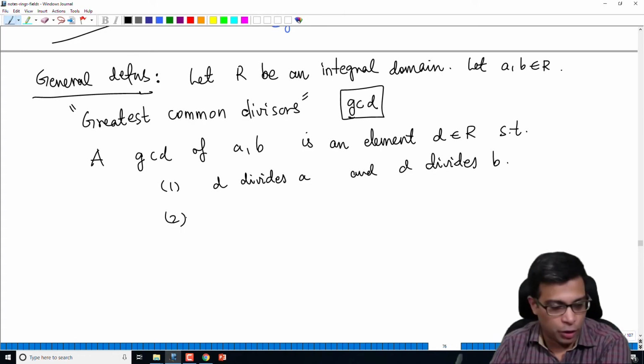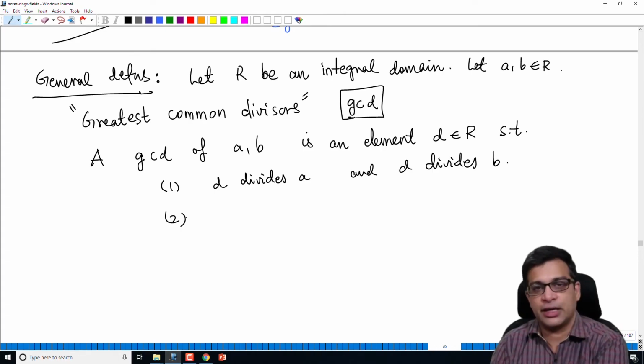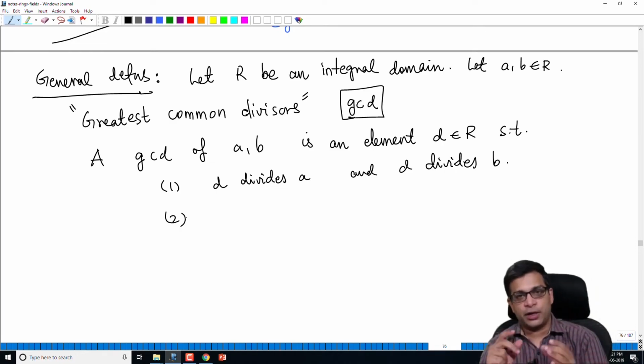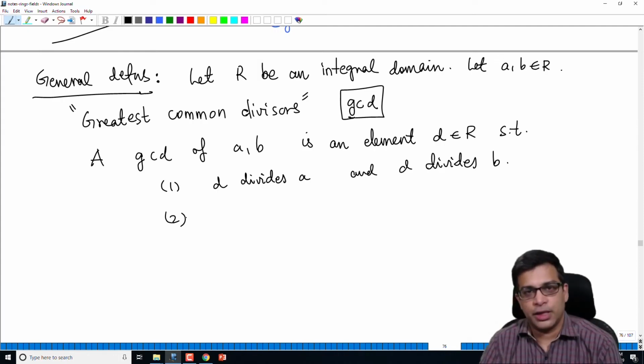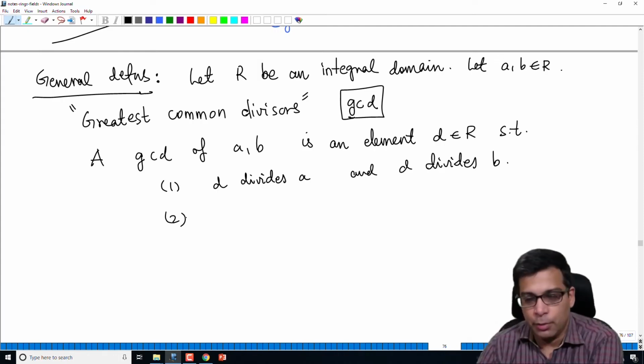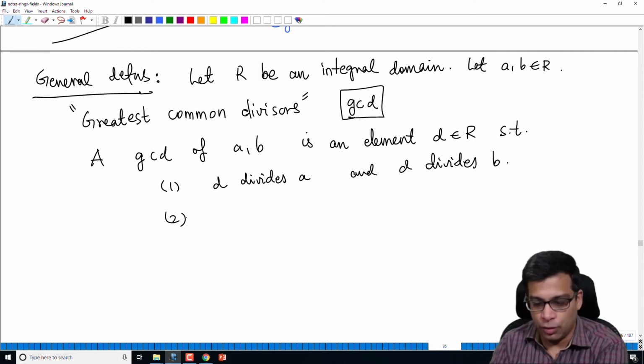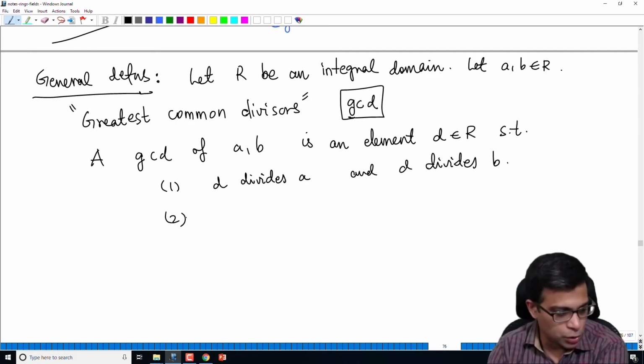So it's not enough to be a common divisor. And how do you phrase the greatest common divisor? The greatest part: in integers we have the notion of being big or small. In an arbitrary integral domain, there is no order. We can't say one element is bigger than another element. But we are now going to use the following notion, which also holds in the case of integers.